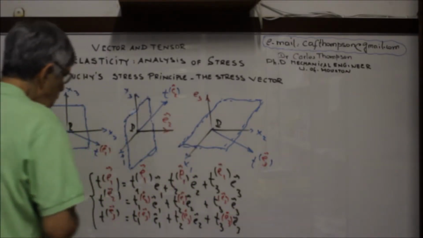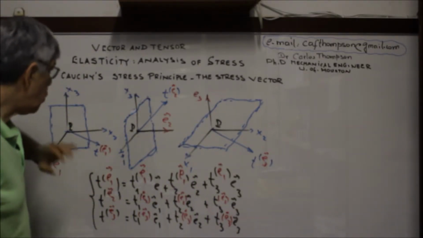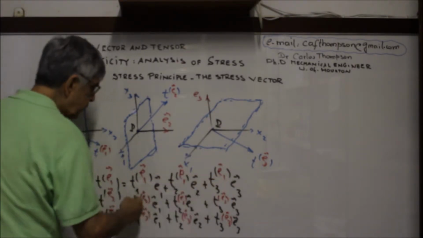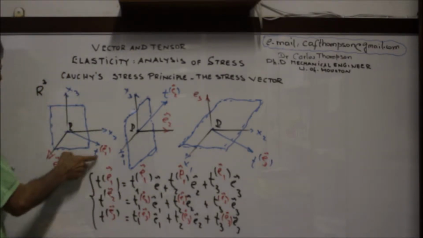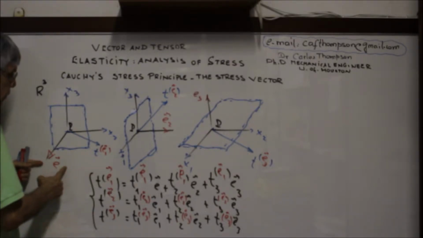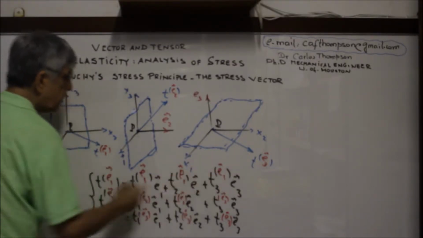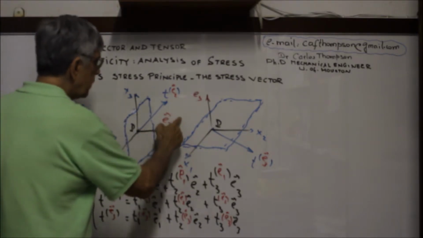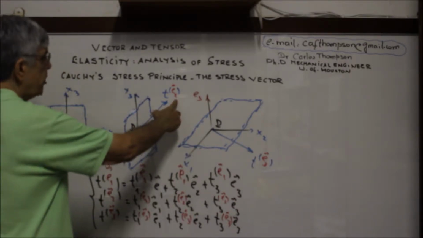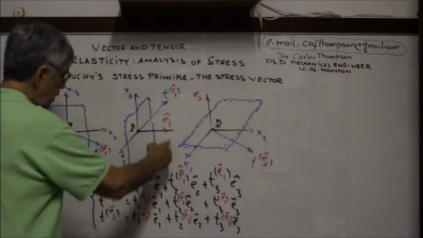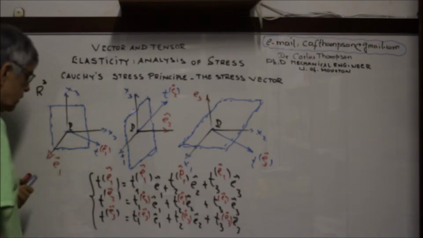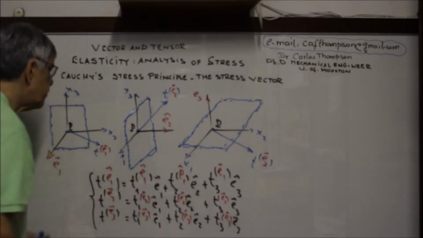Now, you can see here that we have 9 components. 3 components here, 3 here, and 3 there. So each of the stress vectors related to this unit vector here has 3 components. On the same idea, this stress vector here related to E2 is decomposed in 3 components. Likewise, T3.